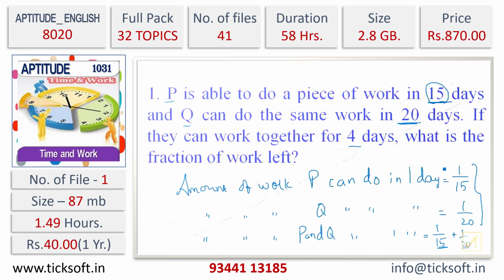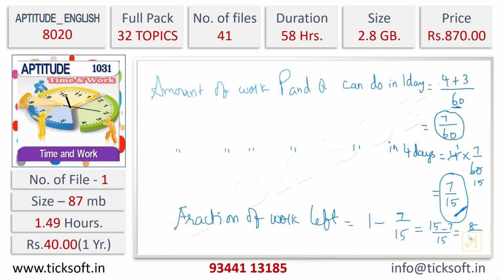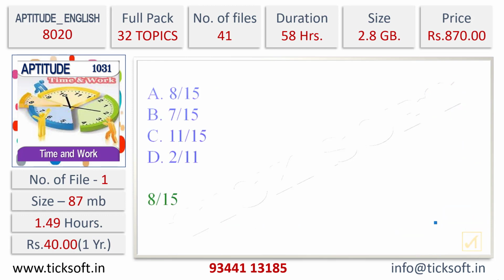Now what we have to find? If they work together for 4 days, what is the fraction of work left? So we have to find out the fraction of work left. So what we have to do? From the whole work, we have to subtract this 7 by 15. So therefore the fraction of work left is equal to the whole work 1 minus this 7 by 15. So here 1 into 15, 15. So we get 15 minus 7 by 15, and 15 minus 7 is 8. So hence we get 8 by 15 as the required answer. Hence out of these 4 options, option A, 8 by 15 is the fraction.